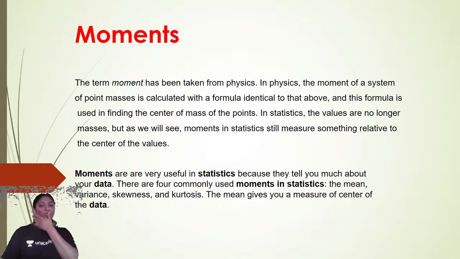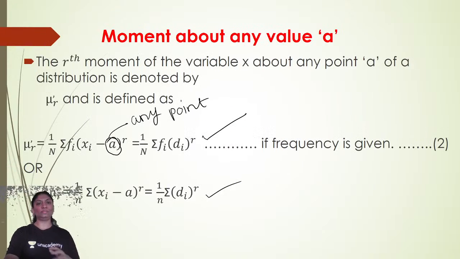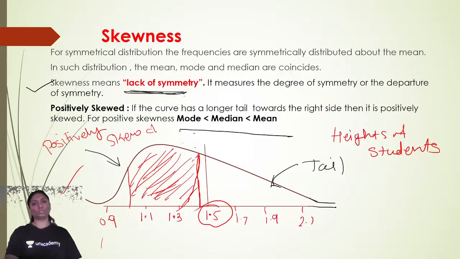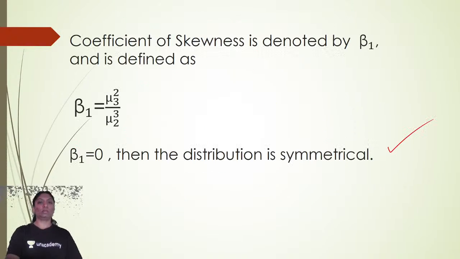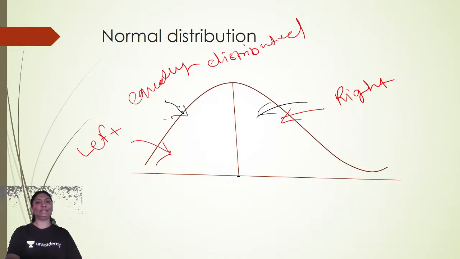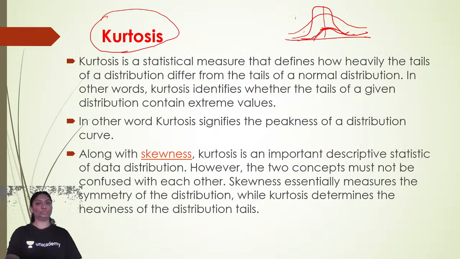Now skewness signifies the lack of symmetry. Skewness tells you how the data has a lack of symmetry. Skewness is nothing but the lack of symmetry. Exactly in a similar way, kurtosis gives you the thickness or flatness of a given distribution.